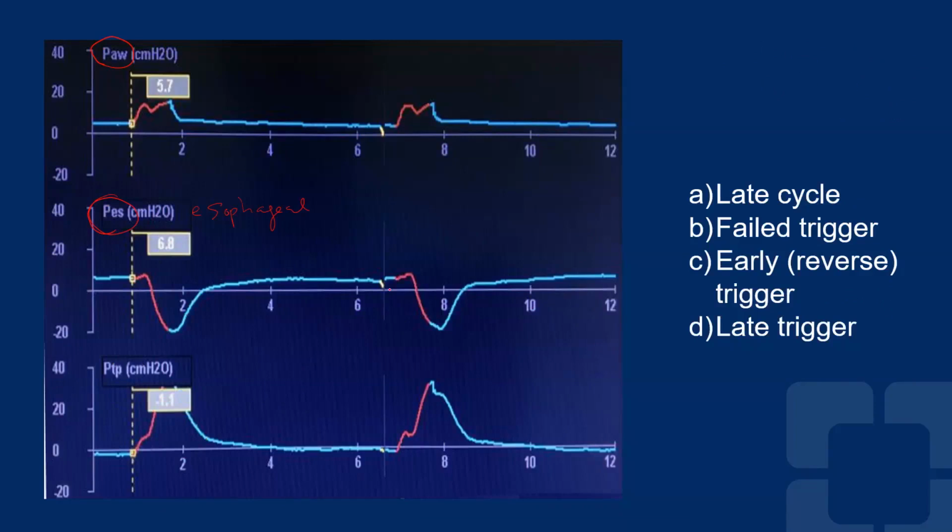So the question is, do I reduce the trigger sensitivity to make it easier to trigger? Do I reduce the tidal volume? Do I increase the inspiratory time? Or do I increase the PEEP? The answer to this one is that the most evident abnormality here is the early cycle, and in these circumstances you would increase the inspiratory time. And so with that, I think that we end.